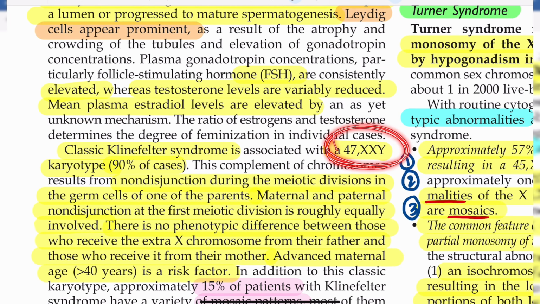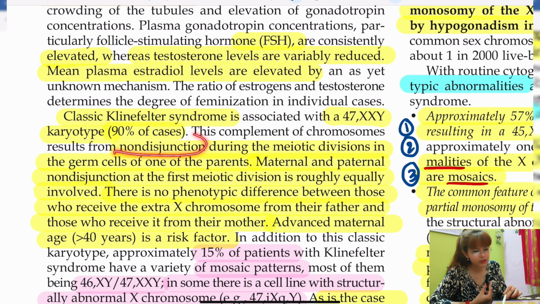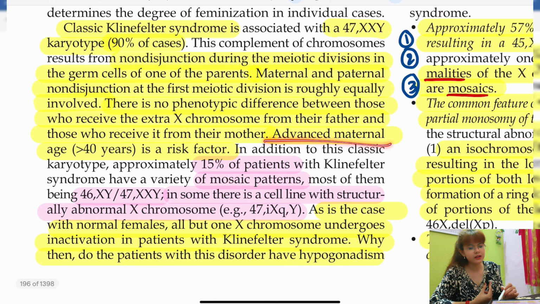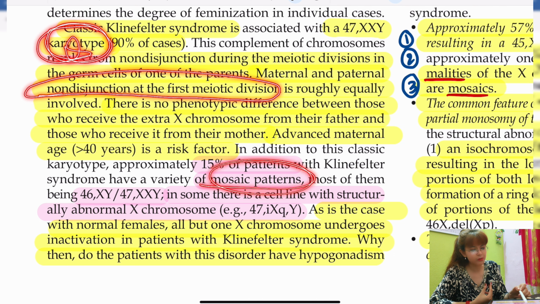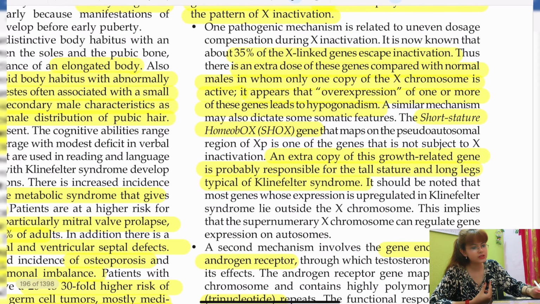Classical Klinefelter syndrome has the karyotype 47,XXY, and it results from non-disjunction during the meiotic division of either of the parents. There is no difference whether this X chromosome is derived from the mother or the father, whoever it is, it is the same. Advanced maternal age is a risk factor. Obviously, non-disjunction at the first meiotic division is the genetic mechanism, but it is also because of some kind of mosaicism happening in 15% of the cases. So this is the gene which is involved, the SHOX gene, or the short stature homeobox gene.